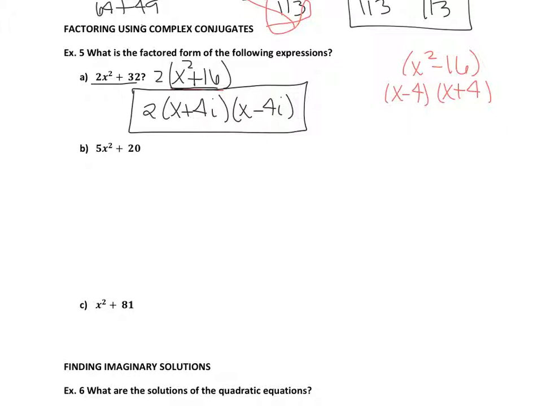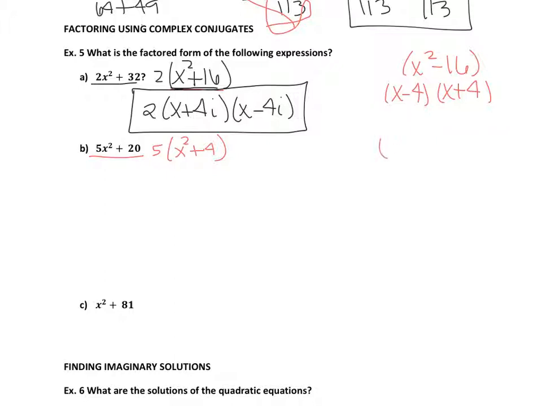So let's do part B. Same thing. I'm going to factor out what I can to begin with. They both have a 5 in common. So when I take out the 5, I am left with x squared plus 4.